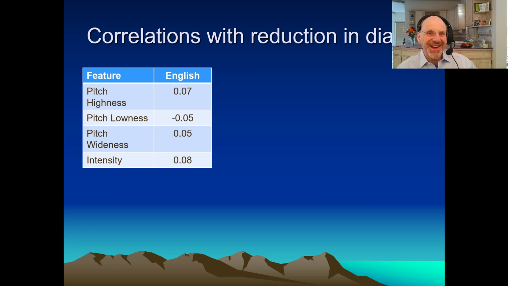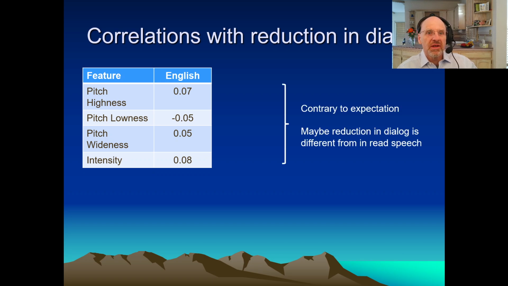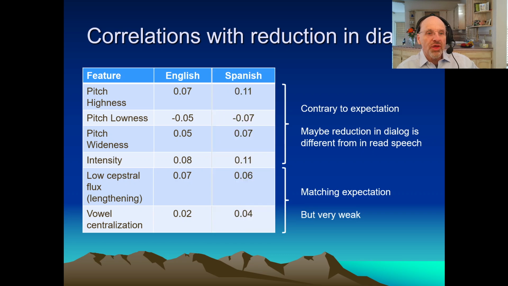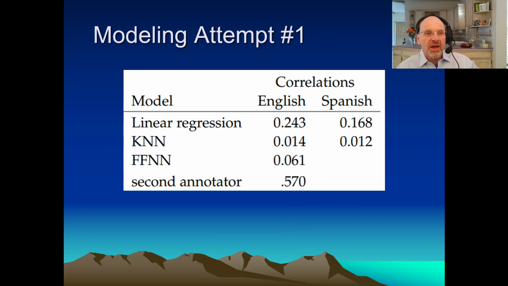However, in dialogue, the correlations with the various prosodic features are not so good, and sometimes they actually go the opposite way to what the literature suggests. So reduction in speech varies a lot based on the genre. And although true for English and Spanish, and although we attempted to build a model, the correlations were pretty low, so we abandoned that pretty darn fast.